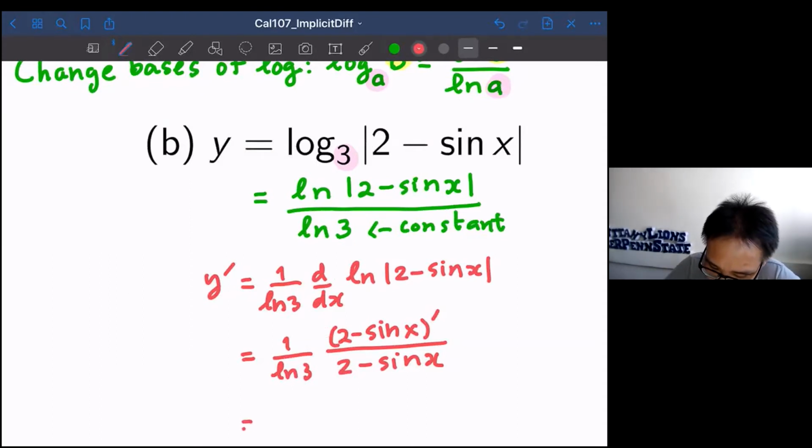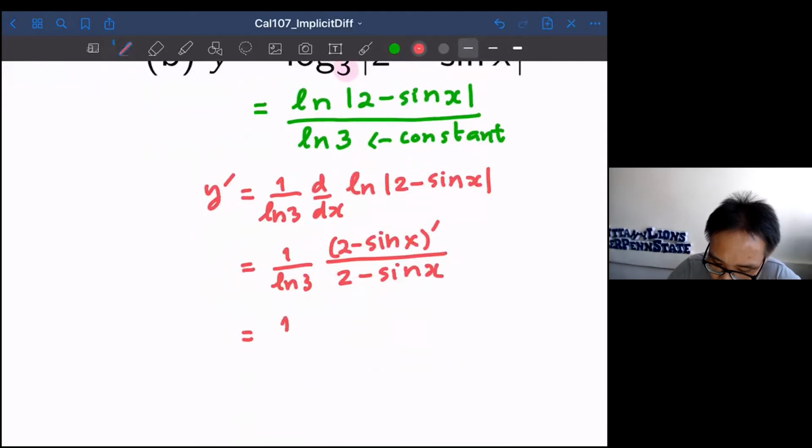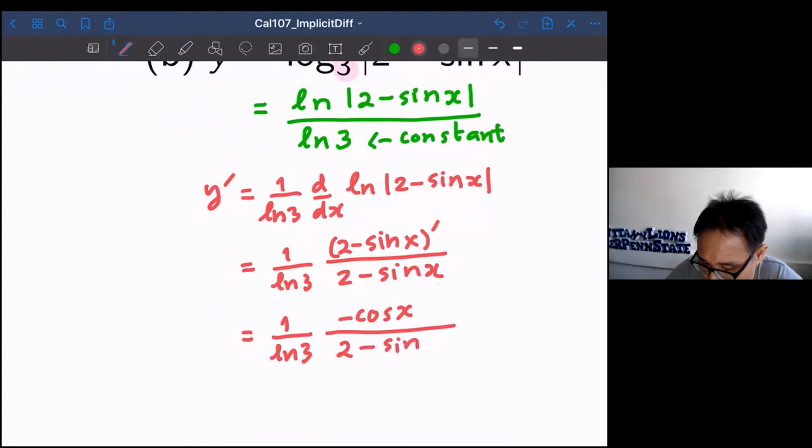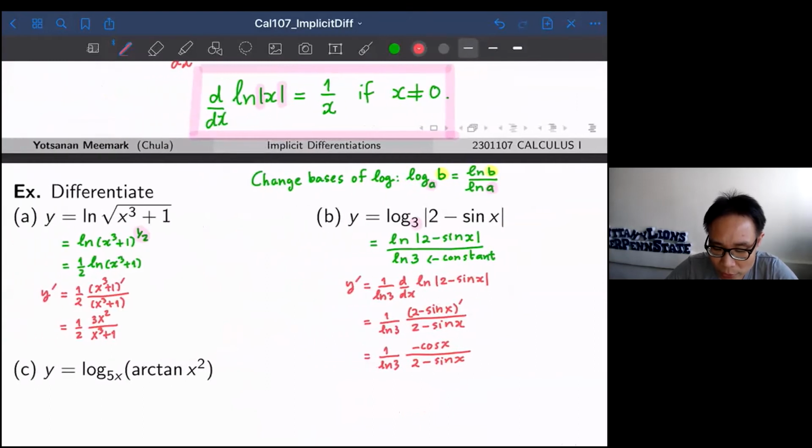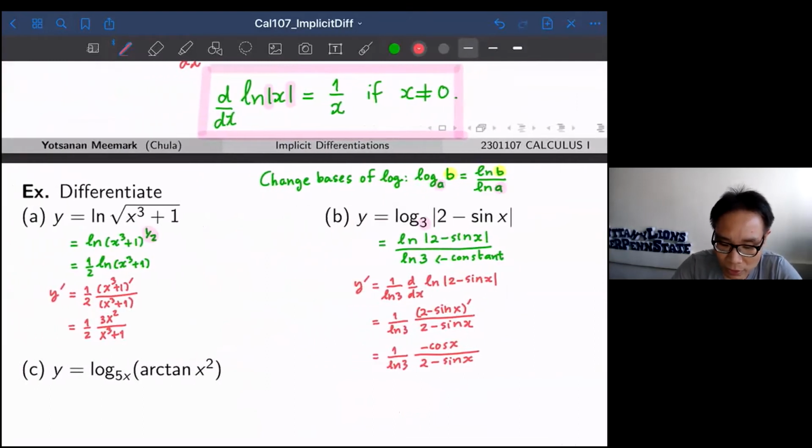So in this case, you're going to get 1 over log 3. Okay, and you have negative, the derivative of sin gives cos. Okay, and you have 2 minus sin x on the bottom. Okay, so this one will be your final answer. Okay, so we did 2 examples, and I introduced you to the basic property of the log about the change of bases.